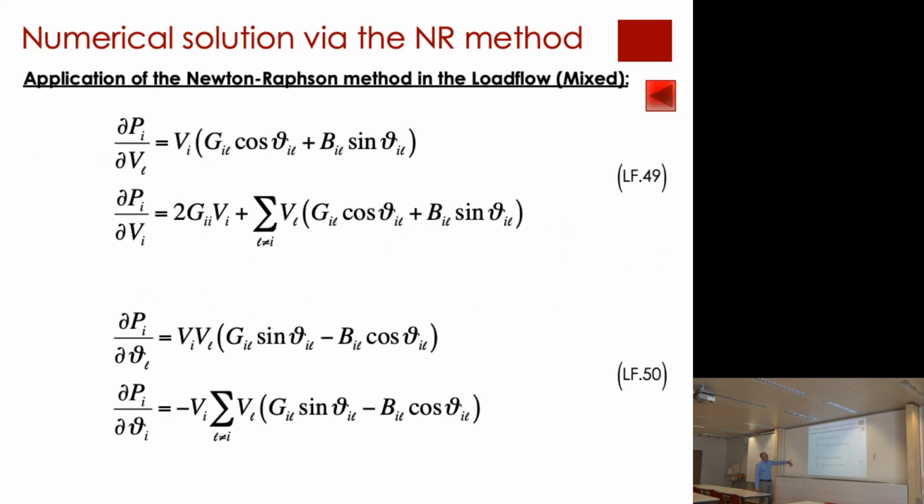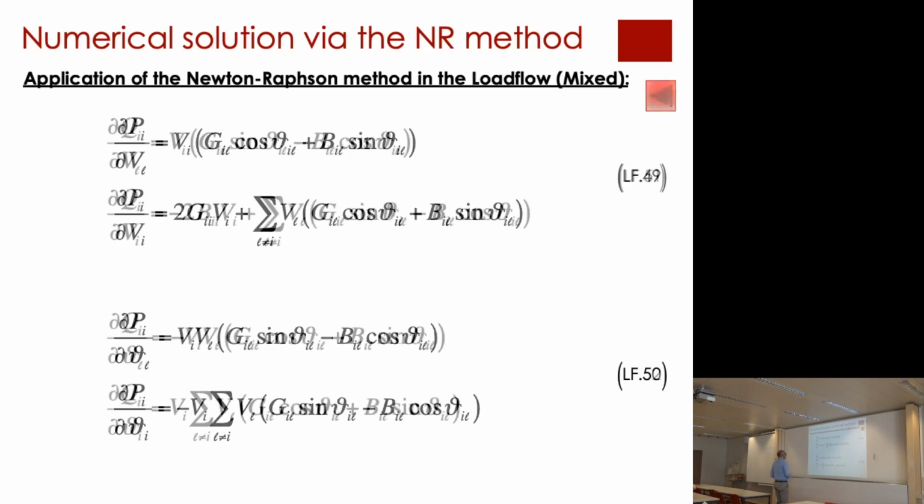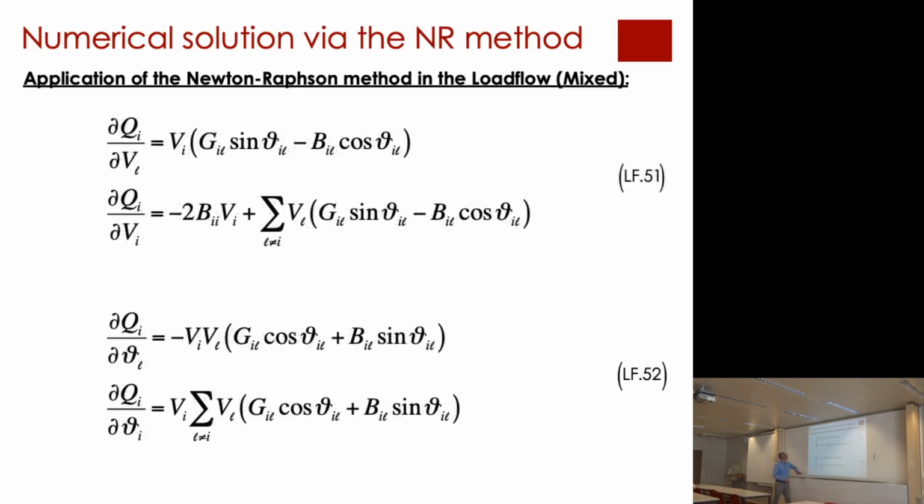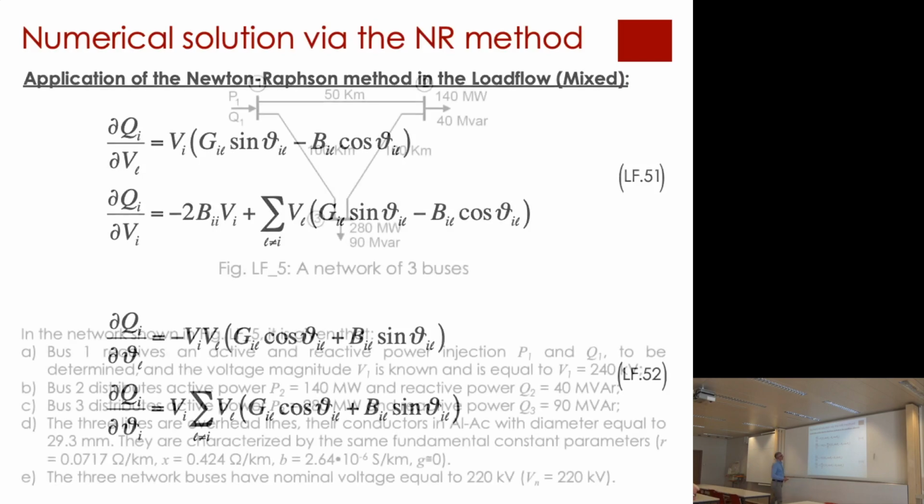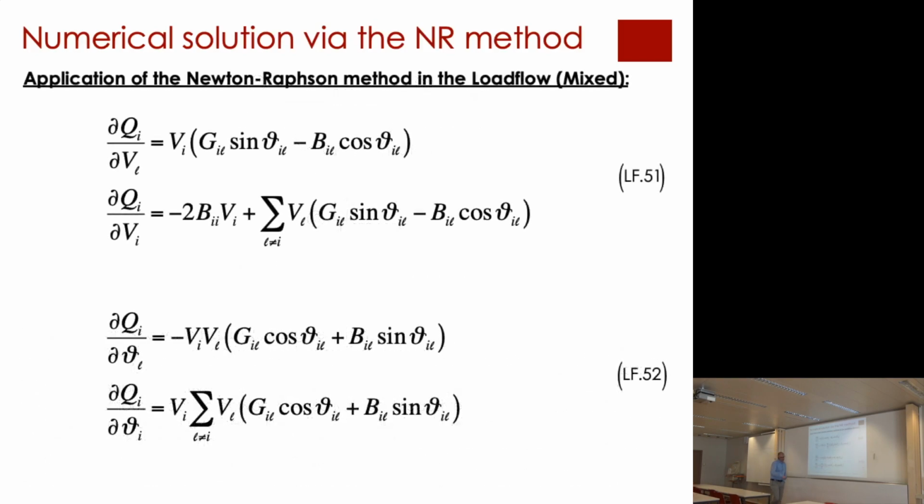So this is the write-up of the partial derivatives of the active power with respect to the nodal voltages and the angles with the mixed polar and rectangular coordinates. Again, it's another way of writing the power flow equilibrium. I'm just reporting it for the sake of completeness. This is for the reactive power as a function of the modules of the voltages and angles of the voltages. And you can use these equations instead of the polar or the rectangular coordinates ones.